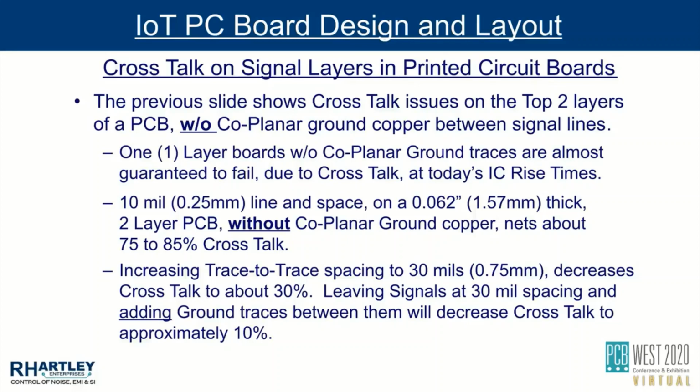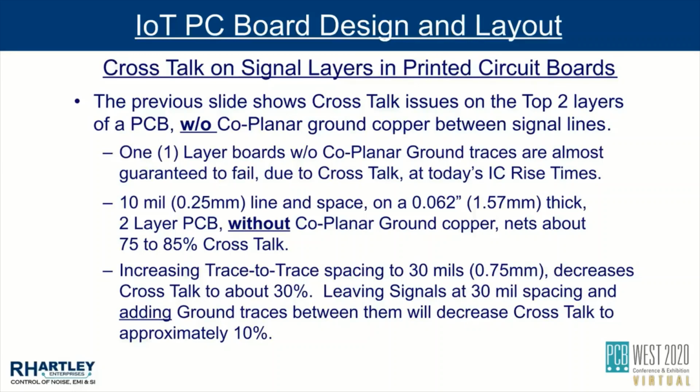If you increase the trace-to-trace spacing to 30 mils, this decreases crosstalk to about 30%. Leaving signals at the 30 mil spacing and adding coplanar ground between them will reduce crosstalk to 10%.